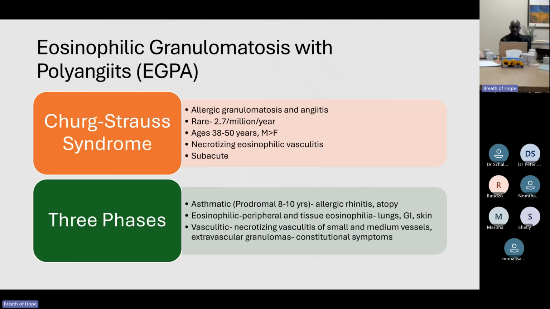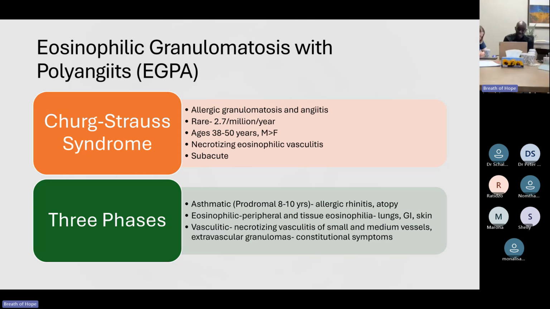And then eosinophilic granulomatosis with polyangiitis, that's what we see quite commonly. This is normally seen by pulmonologists and rheumatologists, and of course ENT sometimes. Previously it was known as Churg-Strauss syndrome. They tend to present with allergic granulomatosis and angiitis, rarely, 2 to 7.7 per million a year, with age between 38 to 50 years, but we've seen younger, with a male to female ratio of more than one. They tend to present with necrotizing eosinophilic vasculitis and have a subacute onset. In my practice, I think we have about 10 to 15 patients.